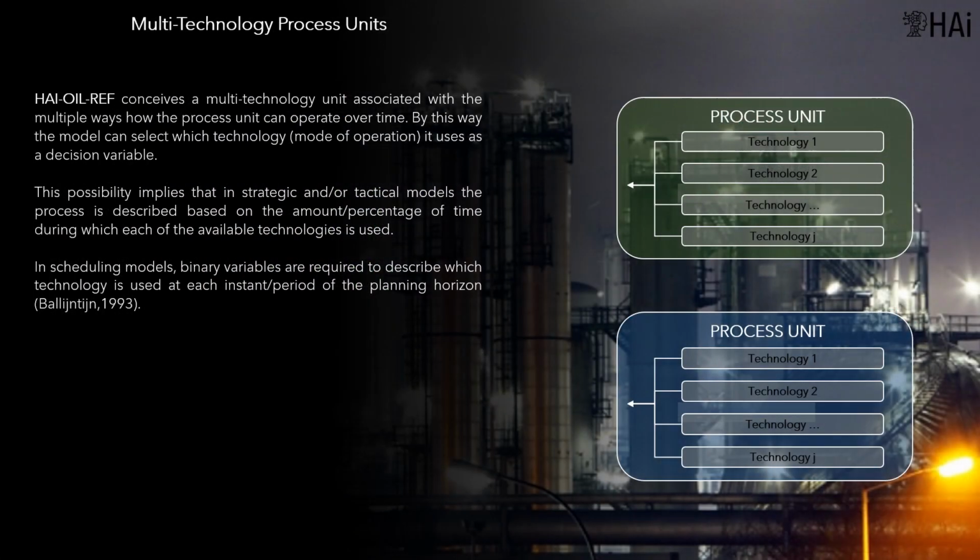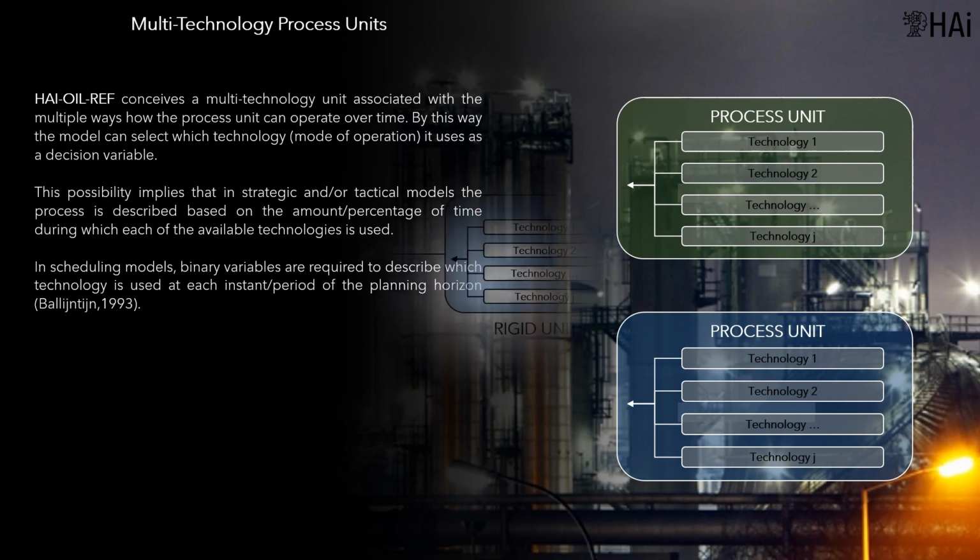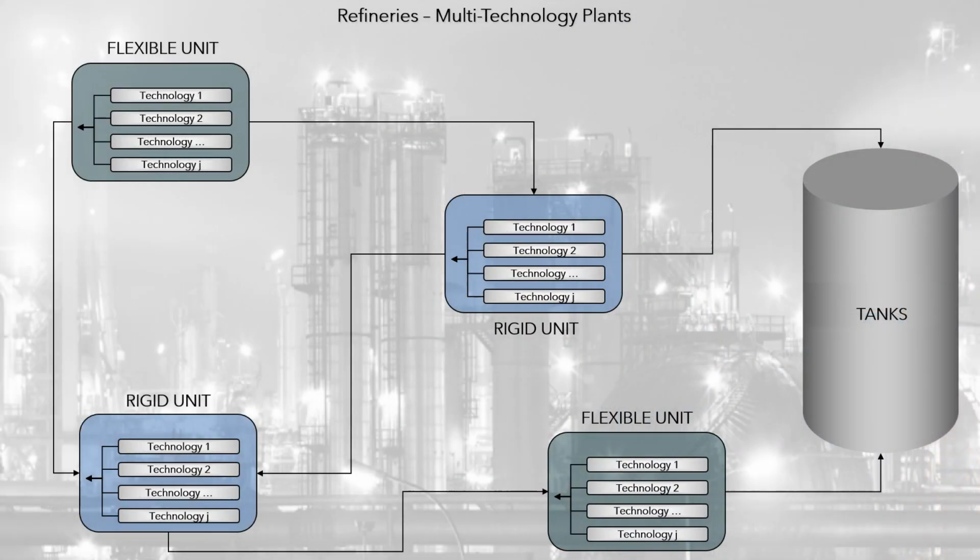HighOilRef includes a multi-technology unit, associated with the multiple ways the process unit can operate over time. In this way, the model can select which technology, or mode of operation, it uses as a decision variable. This implies that in strategic and/or tactical models the process is described based on the amount, or percentage, of time during which each of the available technologies is used. In scheduling models, binary variables are required to describe which technology is used at each instant, or period, of the planning horizon.